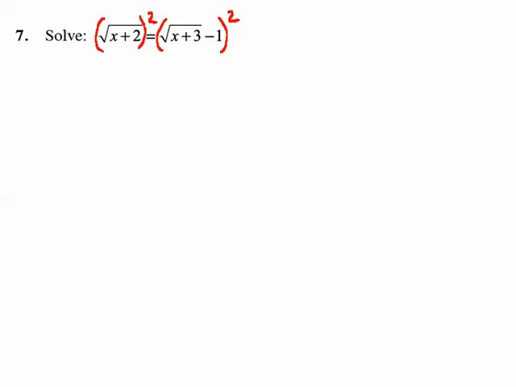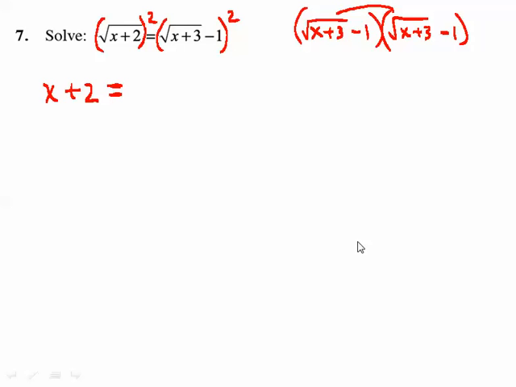Oh, that's funny. In the previous section, we actually did square the square root of x plus 3 minus 1. All right, so on the left, x plus 2. On the right, I have to do it off to the side. So multiplying those guys together gives us x plus 3.